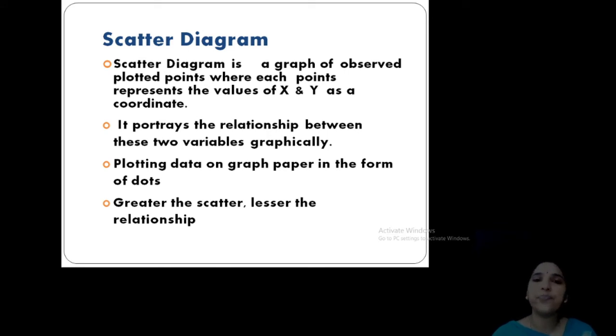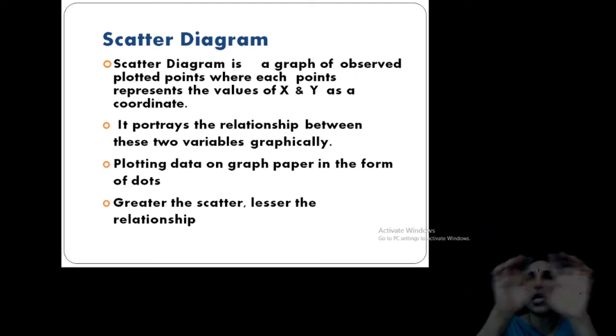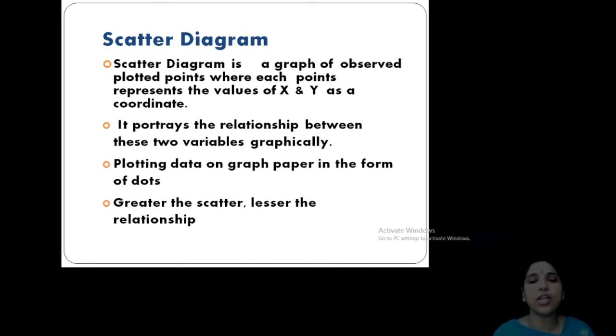So the first one is the scatter diagram. What is a scatter diagram? It is a pictorial graph observed when you plot points by taking two variables, x and y. Plot the values of x and y as dots, that is a scatter diagram. It explains the relationship between two variables by plotting data on graph paper in the form of dots. The greater the scatter, the lesser the relationship. When you observe that the plotted dots are in different directions, spread all over, the conclusion is a lesser relationship.